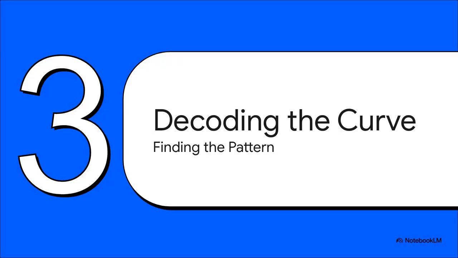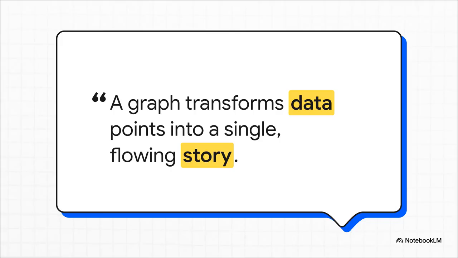And that brings us to section 3, decoding the curve. Okay, all our points are on the graph. This is the moment of truth. The hidden pattern we've been hunting for is just about to reveal itself. As we connect those dots, something pretty incredible happens. What was just a bunch of separate points suddenly becomes a single flowing curve. This is the real magic of visualization. The graph takes all those little pieces of information and weaves them into one coherent story.